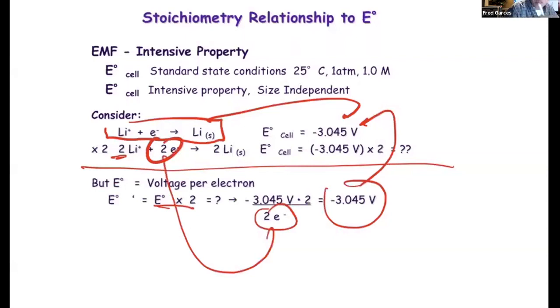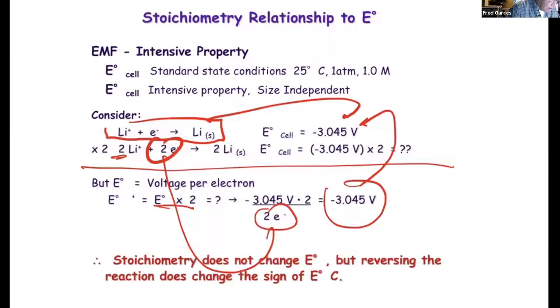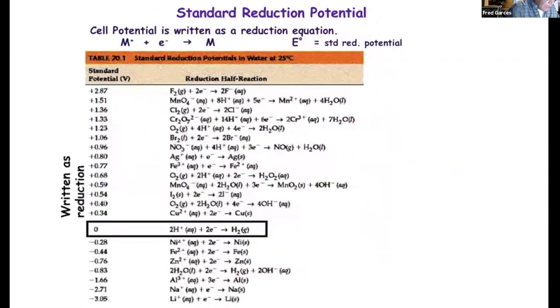If you multiply it by 3, by 8, or by 0.5, you don't change that potential, because that potential is an intensive property. It stays the same. On the other hand, if you reverse it, you do reverse the sign, okay? Stoichiometry does not change the E0 value, but reversing the reaction does change the sign of the E0, the electromotive force, okay?